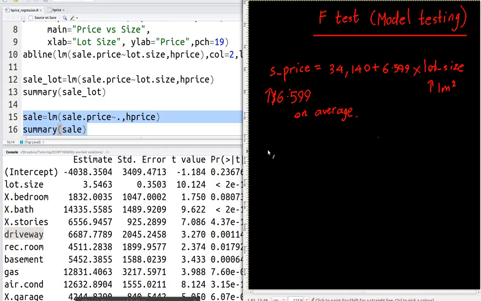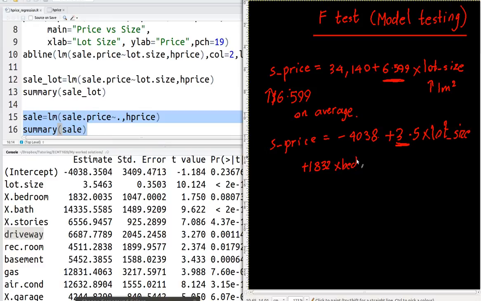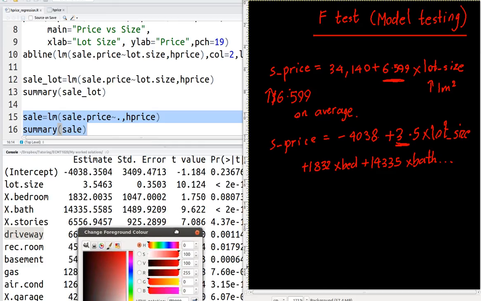So if I was to write down this model, this is a bit of a longer one, so I'm only going to write some of it. So sale price is equal to negative 4,038 plus 3.5 times lot size. Just notice now this time the coefficient has changed, as you would expect, plus 1,832 times the number of bedrooms, plus 14,335 times the number of bathrooms, and so on. Okay, so I'm not going to write the rest of it, but that's the thing that we're after.